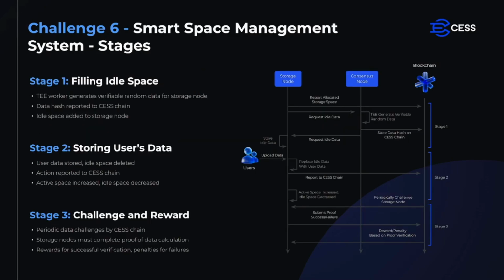Now let's walk through the stages of the Smart Space Management System. Stage 1 is filling idle space. The process begins with the storage node reporting its allocated storage space to the blockchain. This is the starting point where the network recognizes the available space that can be managed.